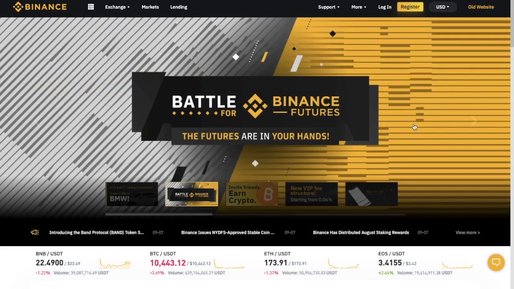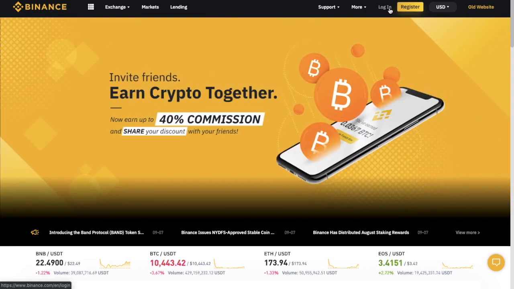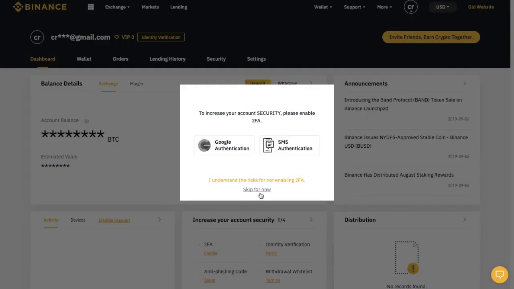So now let's actually go into the exchange itself. So for those of you who don't already have an account, you can simply click onto the register button. However, I do have a login, so I'm going to simply click onto login here. And if you are logging in for the very first time, you will be asked to enable two-factor authentication. And you can do that using either Google authentication or SMS authentication.